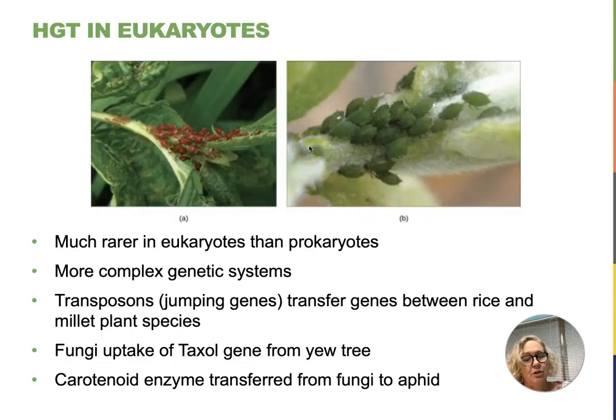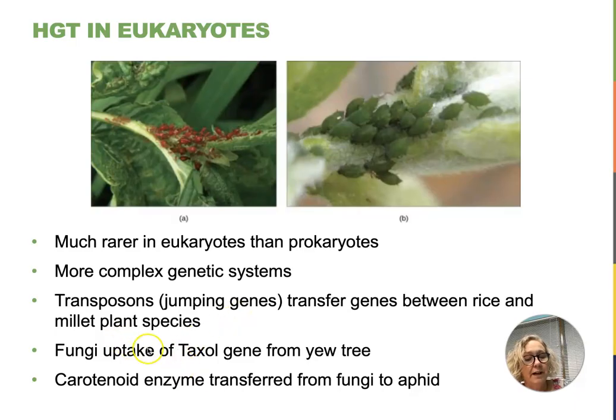How does this happen in eukaryotes? It's much rarer. It's not very often that it happens. Mostly transposons. This is brought to you by Barbara McClintock, the first woman to actually discover something amazing, and no one believed her. So this is transposons that transfer between rice and millet plants.